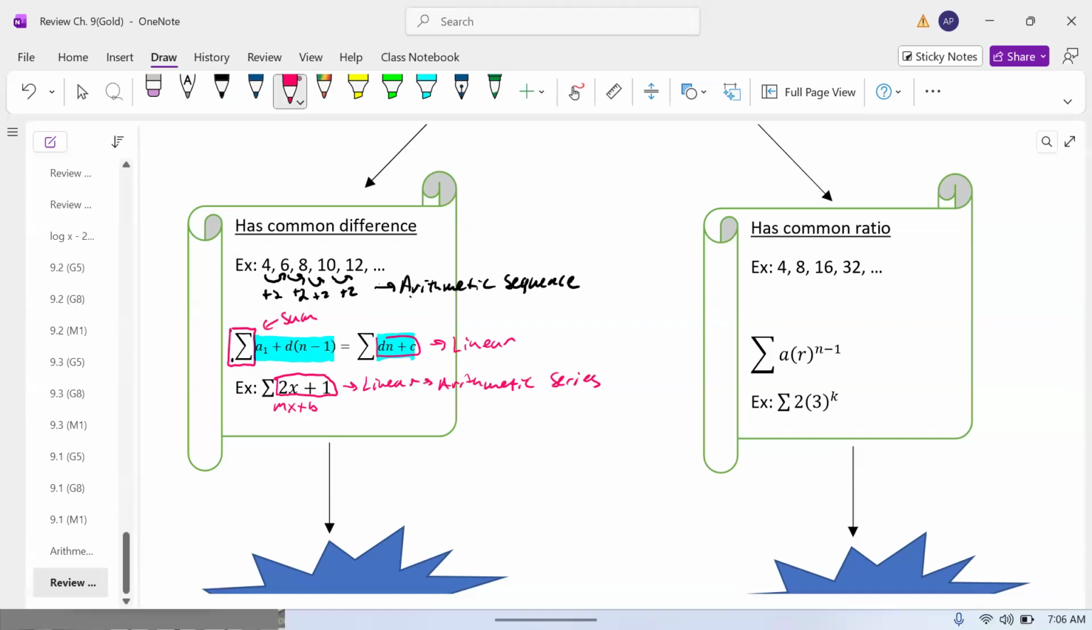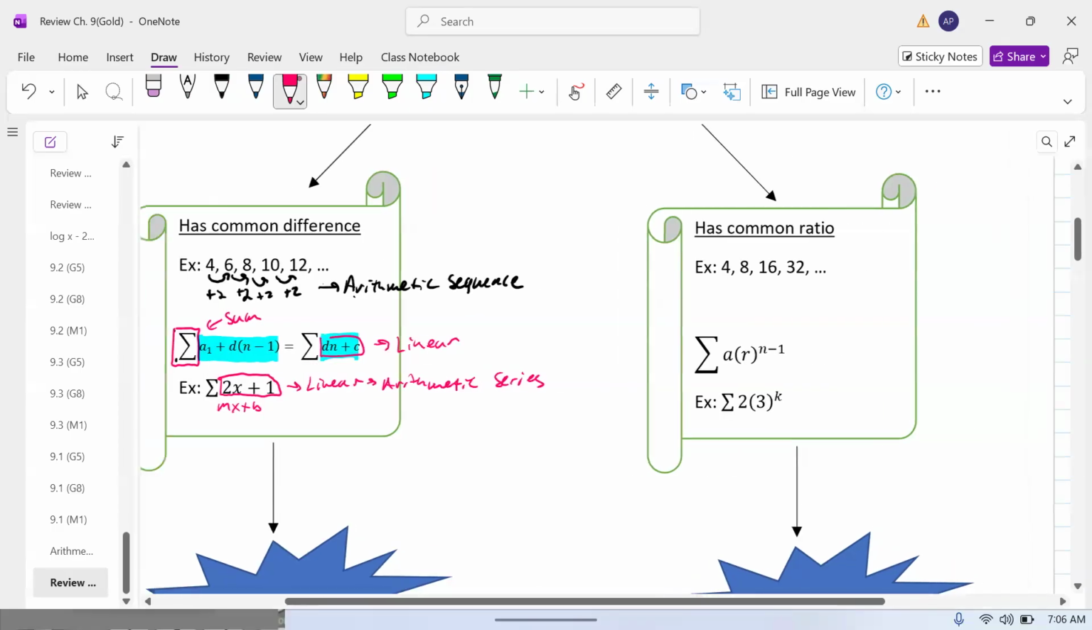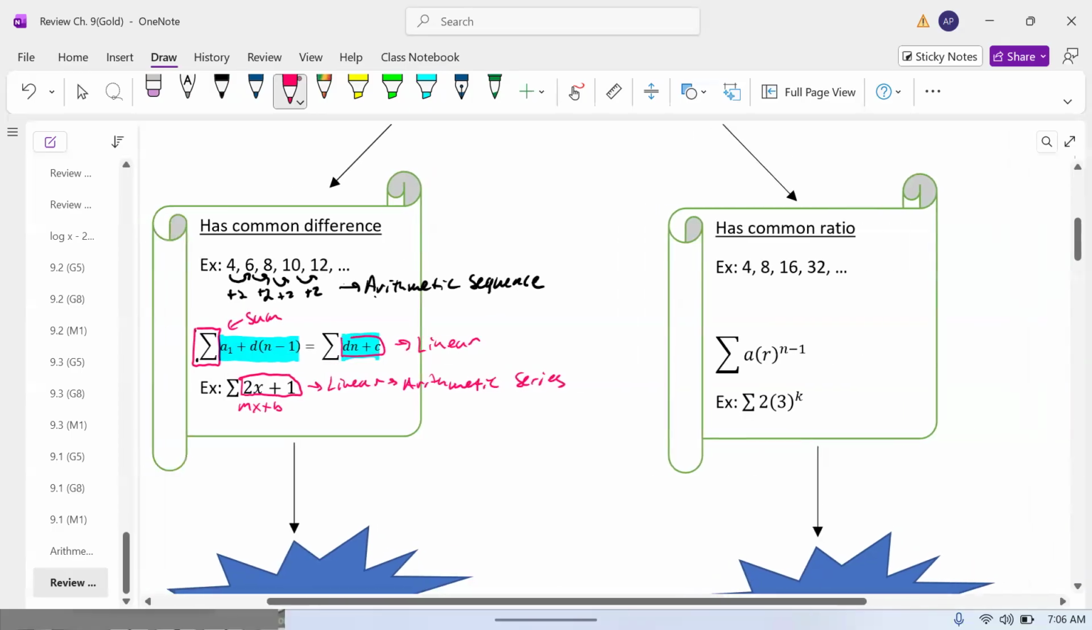Okay. Now, on the right here, we have an example where we don't have a common difference, we have a common ratio. And by looking at this, we can see that we are multiplying by 2 every time. So sometimes they're pretty easy to spot. Like you can see the pattern fairly easily, like in these two examples.